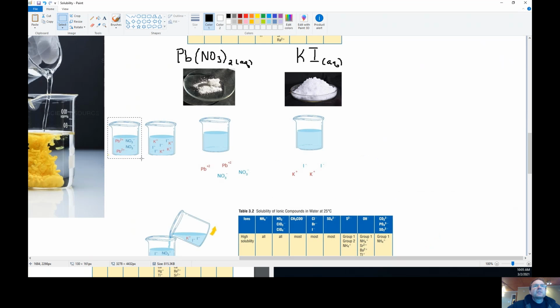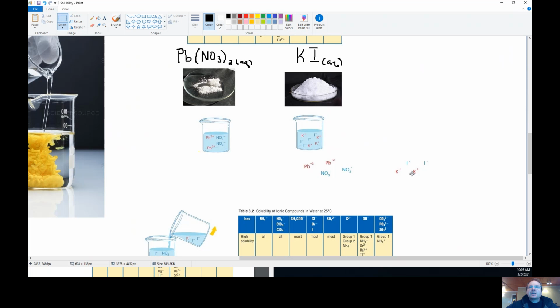Okay, so if we put that lead into that solution, indeed it's going to dissolve. You're going to get lead ions and you're going to get nitrate ions. And same with the potassium. If we take that solid potassium iodide and put it in that solution, they're going to dissolve out. But our next question is what's going to happen when these two are put together?